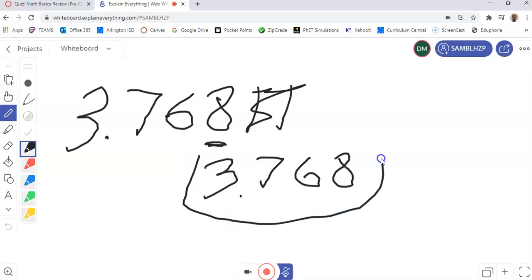Now, this may seem remedial for some of you, but the reason I go over this is because there are questions about it every year. So just in case, that's why we're covering this basic math review.